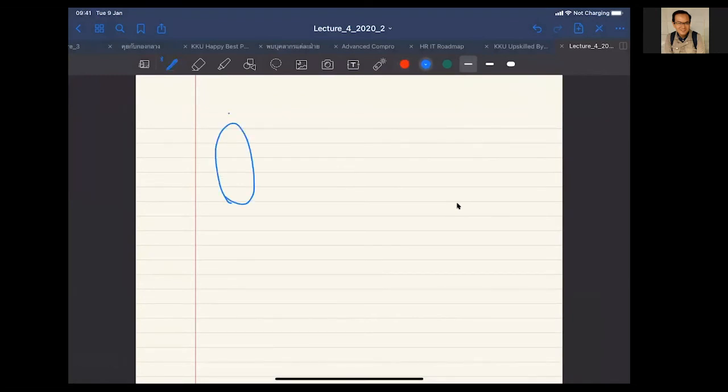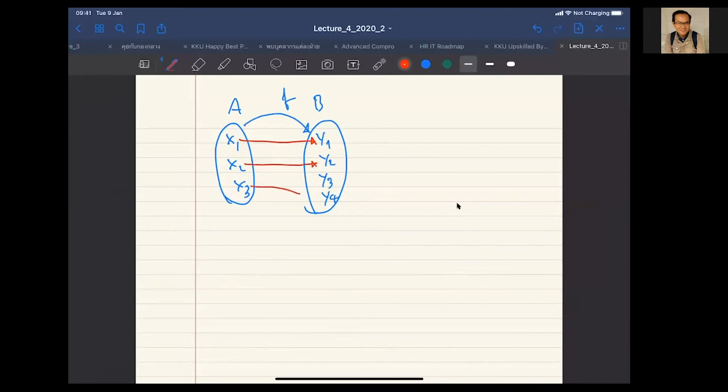So let's say again, set A, set B, x1, x2, x3, y1, y2, y3, and y4. Okay. F is a function from A to B. Let's say that x1 is related to y1, x2 is related to y2, x3 is related to y4. So is this f a function? Yeah. F is definitely a function. It has the property that all the x's are used and there is no link from one member of A to two members of B.